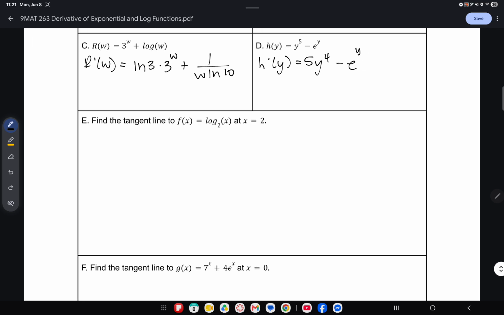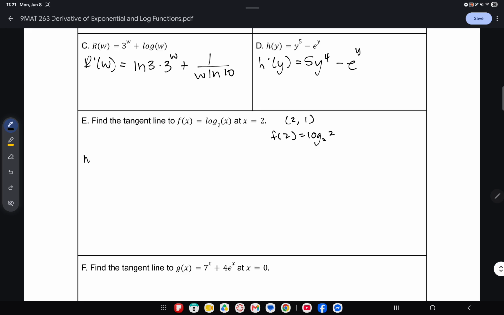Ooh, let's throw some tangent lines in here. So find the tangent line to f of x equals natural log of x at x equals 2. So I'm going to find the y value just because I know I need a point and my slope. So my point, if it's 2, then f of 2 is log base 2 of 2. And remember, evaluating a log is asking what exponent the base is raised to get that value. So 2 to what power is 2? And that's going to be 1.